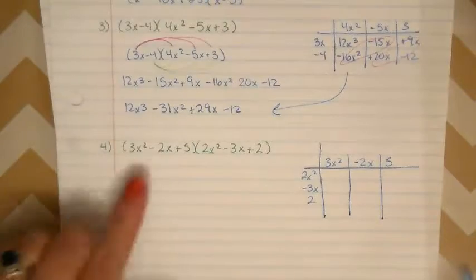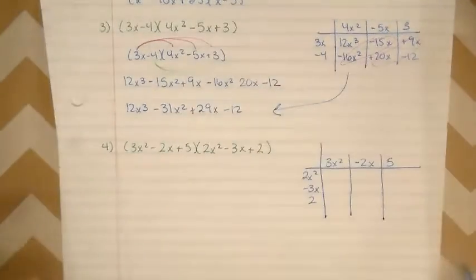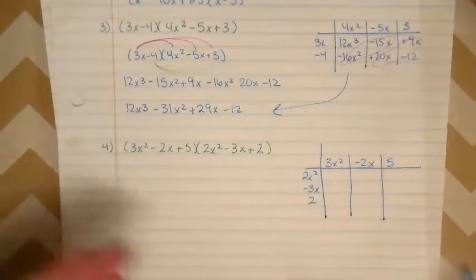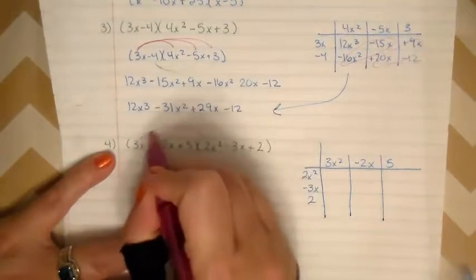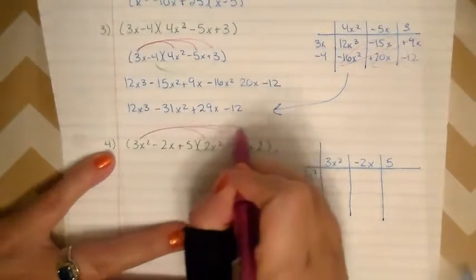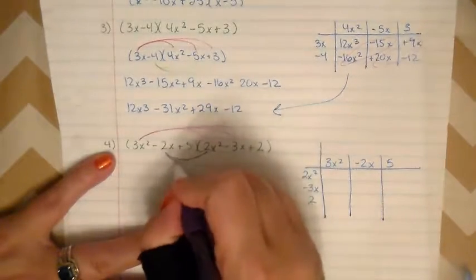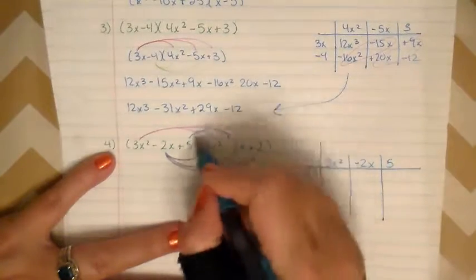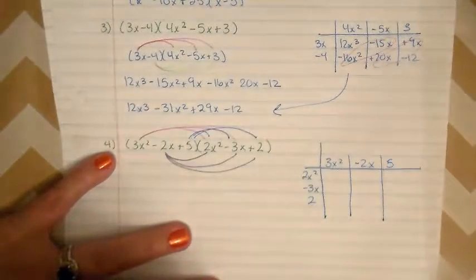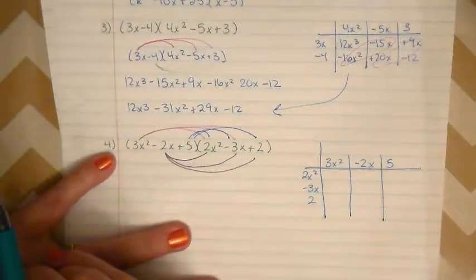Okay, if you're doing kind of the FOIL method for a 3 by 3, it's not really FOIL because it's not first, outside, inside, last anymore. It's each thing times every other thing. So I have those to multiply, and I'll have these to multiply, and then I will have these to multiply. And if you miss any one of those, you've got 9 things there, you'll get the whole thing wrong.